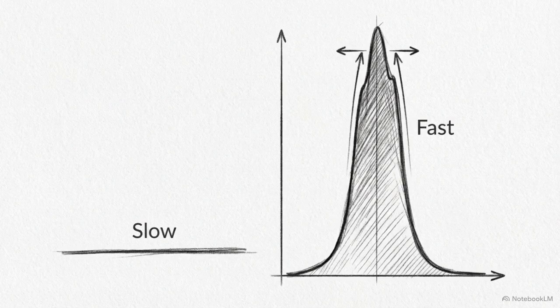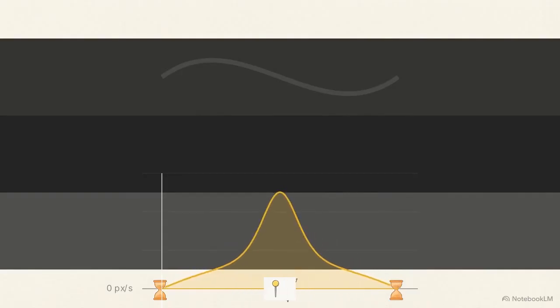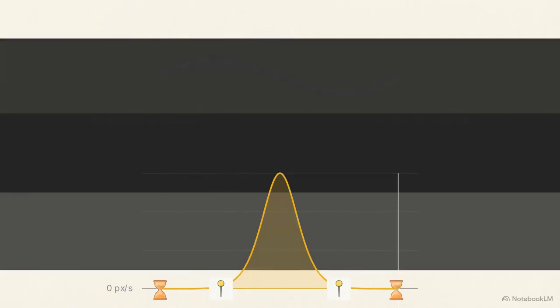A flat line is slow, while a steep peak represents maximum velocity. Click your keyframe points to reveal the yellow Bezier handles. Grab both handles and pull them sharply toward the center, warping the curve into an aggressive, steep peak. This shape creates a move that starts slow, whips across the screen at high speed, and coasts to a stop.